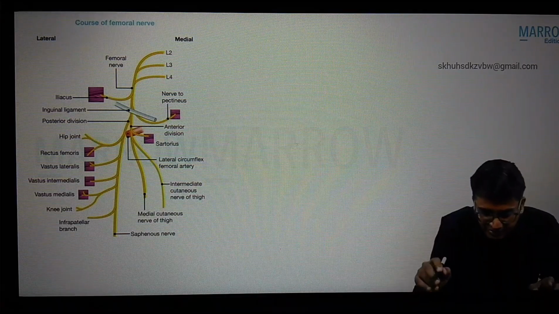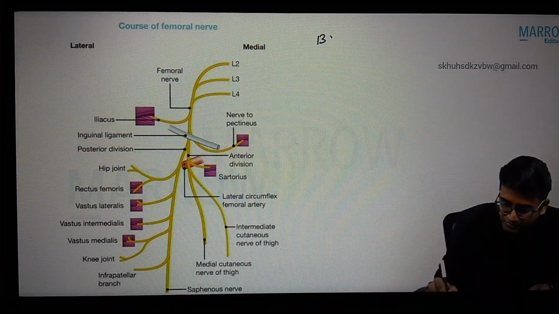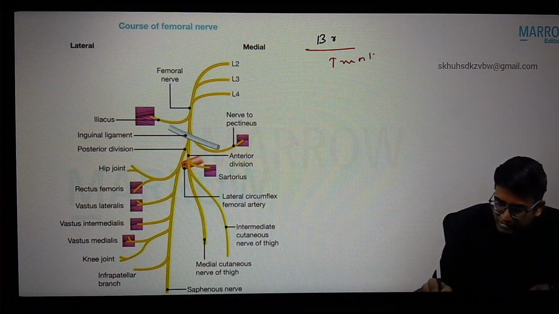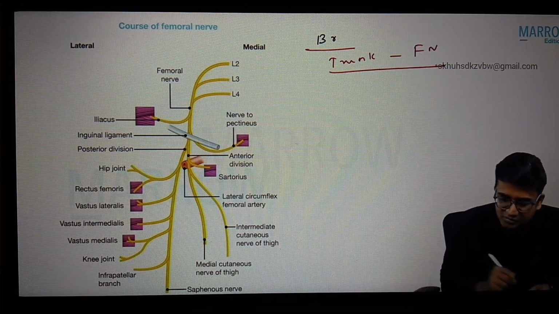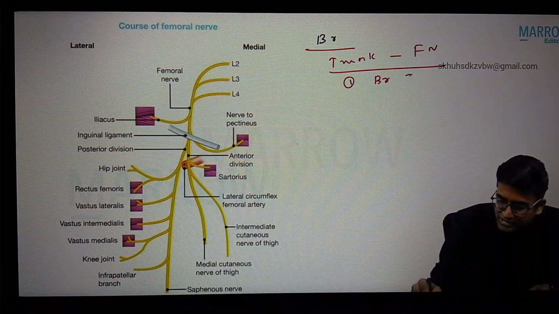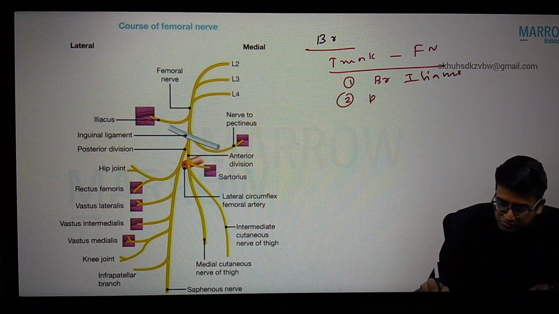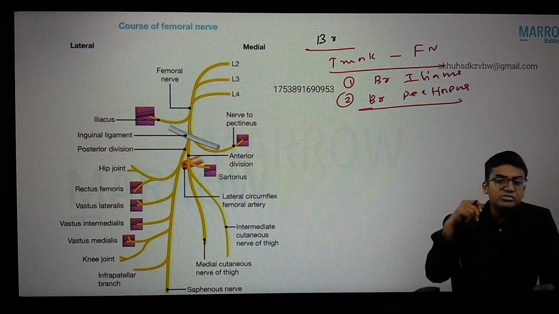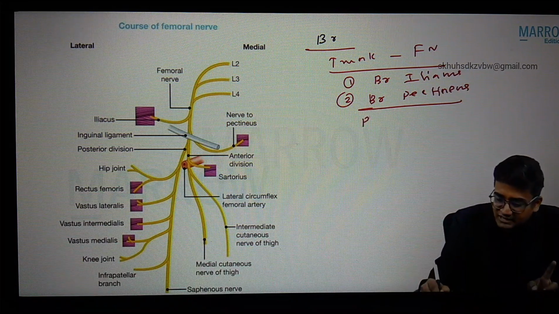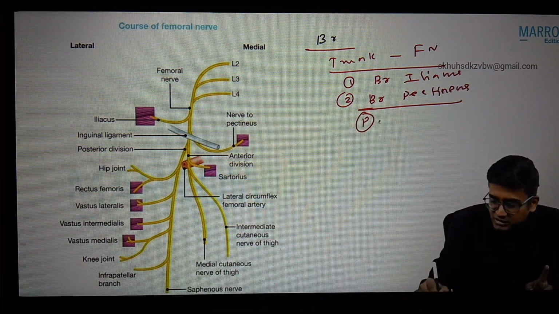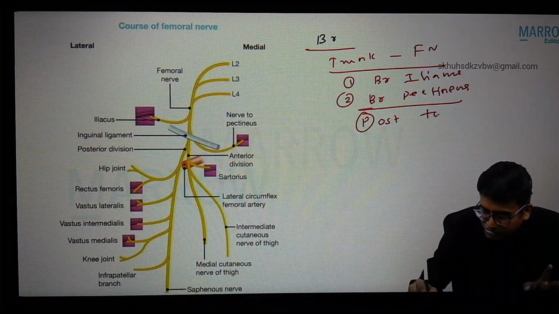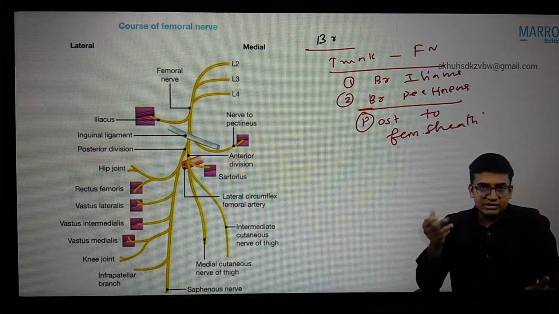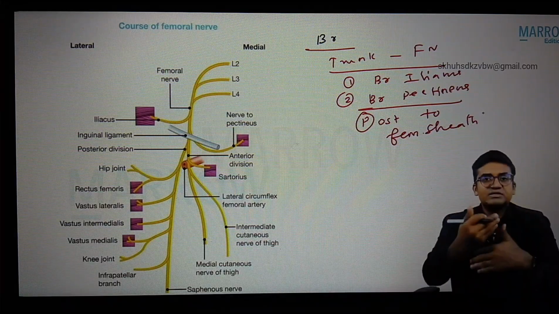Now see the diagram. This is the line diagram. So now we're going to see the branches. What are the branches given by the femoral nerve? The trunk of the femoral nerve gives two branches. What are those? Number one, the branch to iliacus and the branch to pectineus muscle, the nerve to pectineus. I told you the relation is very important. The nerve to pectineus goes posterior to the femoral sheath, and then supplies the pectineus muscle. Very important: the nerve to pectineus is present behind the femoral sheath.